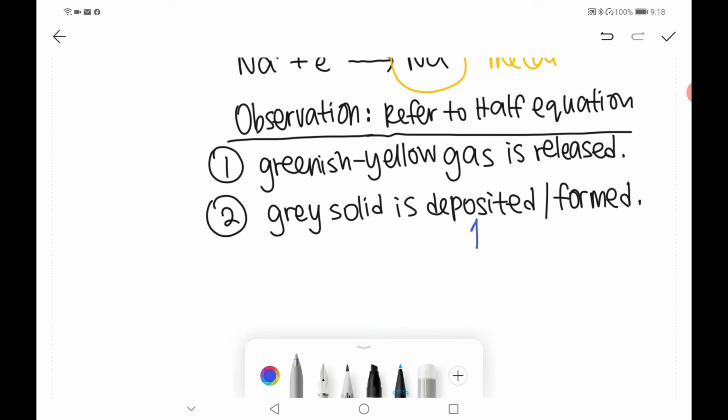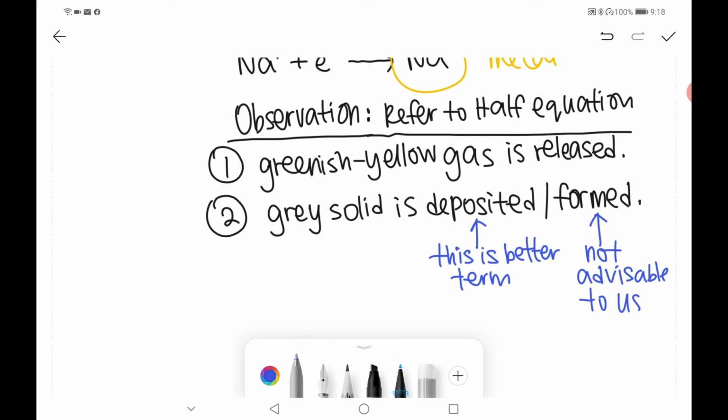So the word deposited is a better term. The word form is not advisable to use. Sometimes in the marking scheme they don't allow you to use the word form. So using the word deposited is better.